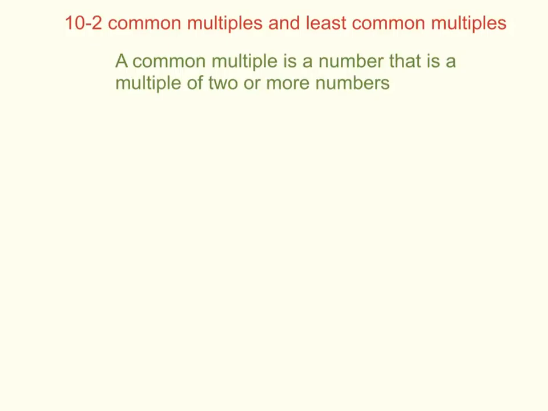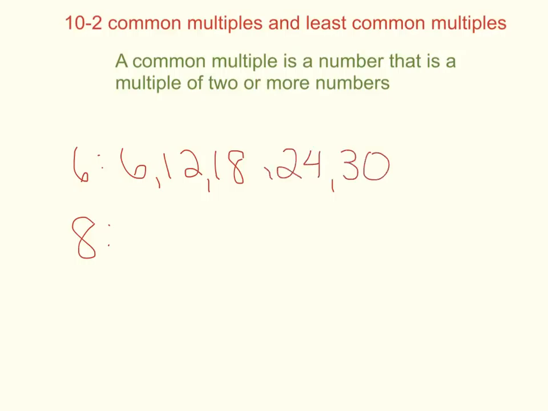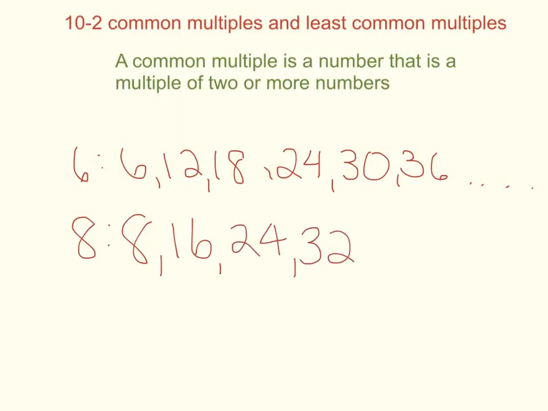Lesson 10-2, Common Multiples and Least Common Multiples. A common multiple is a number that is a multiple of two or more numbers. So for example, if we had 6 and 8, and we wanted to list the multiples of these, we would have 6, 12, 18, 24, 30, 36, and so on. We could also list the multiples of 8. They would be 8, 16, 24, 32, 40, and so on.